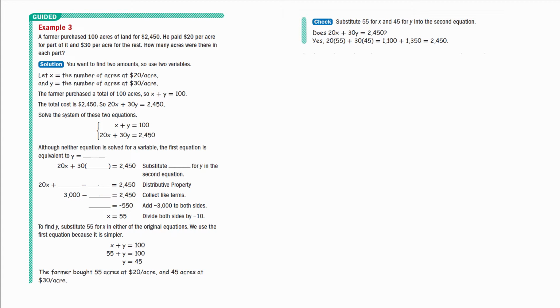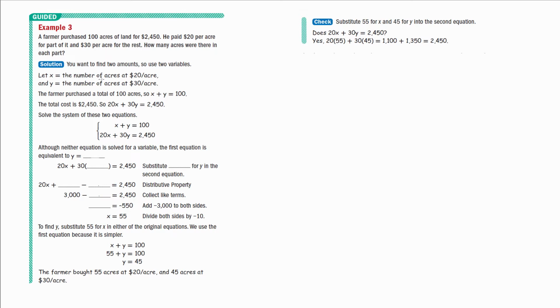Next up is a guided example. This is on page 596 in your textbook. Just thought we could walk through this one together. So you can read the setup, but it comes down to we want to create two equations.